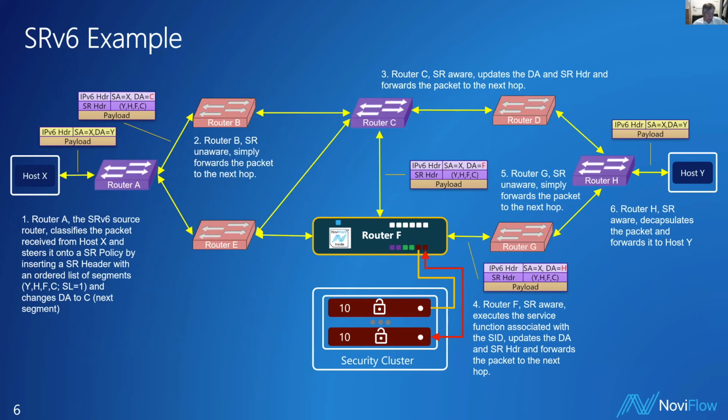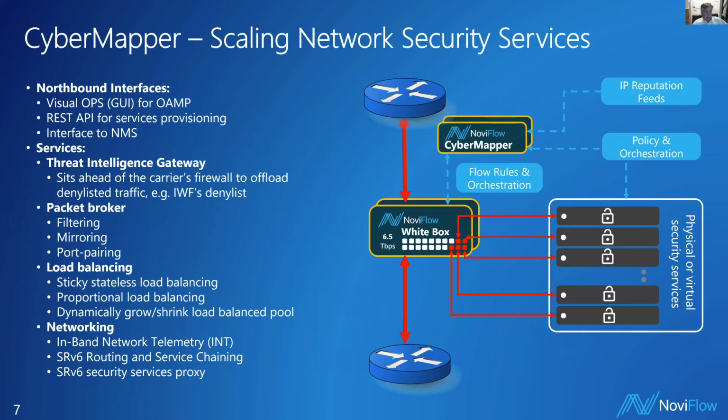SRv6 allows you to programmatically service chain different network services that you want the packet to go through before it is handed off at the other end. These network services are addressable in the network through the SIDs that the routers advertise. This is very different to how things are done today, where most network services are hardwired into specific physical locations in the network. Here is a brief introduction to the Noviflow Cybermapper.